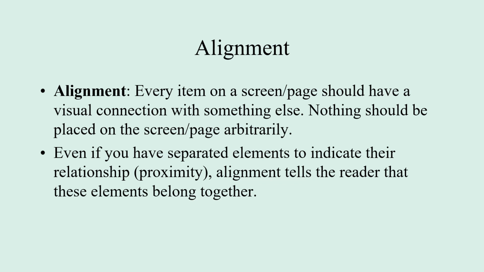A second design principle would be alignment. Alignment refers to having a visual connection with every item on the page. The concept is don't ever just place things anywhere, but place them in a carefully designed pattern. Even if you have separate, disparate elements, you can indicate their relationship or their proximity by aligning them, and that indicates to the reader that, oh, well, these things are related, that they all have a relationship to one another. Let's take a look at some examples.